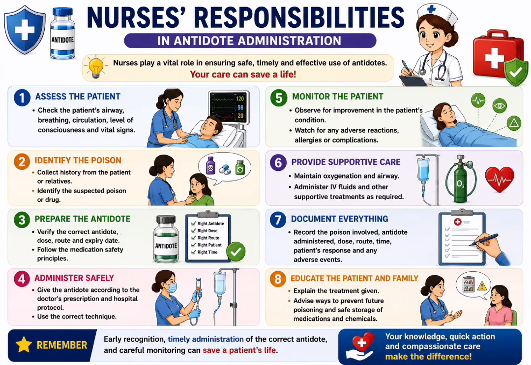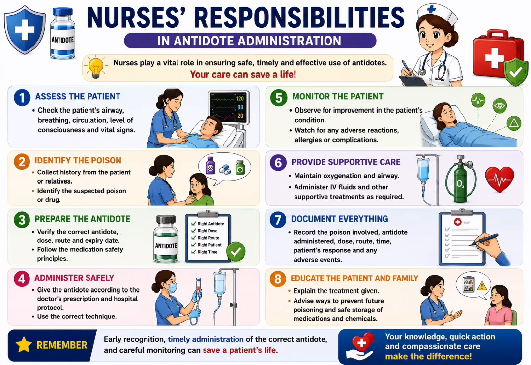2. Identify the poison. Collect a detailed history from the patient or relatives and identify the suspected poison or drug whenever possible. 3. Prepare the antidote. Before administration, verify the correct antidote, correct dose, correct route, and expiry date. Follow the medication safety principles. 4. Administer the antidote safely. Administer the antidote according to the doctor's prescription and the hospital protocol using the correct technique.